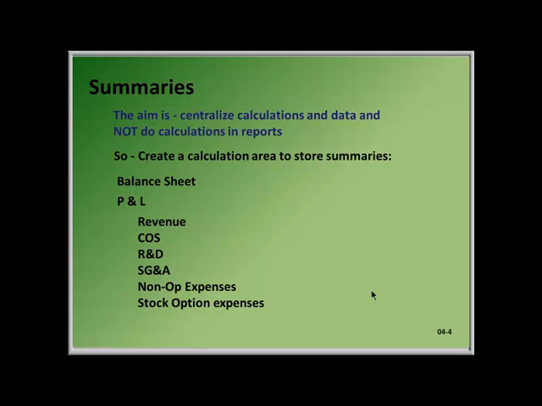Now we want summaries, and we will want summaries for balance sheet and profit and loss. Under these headings here, summarize the revenue, summarize the cost of sales, the R&D, SG&A, non-operating expenses, and stock option expenses. Now, we should not have calculations in our report other than simple totals, details to a total. Other than that, we do not want to do calculations in our report.